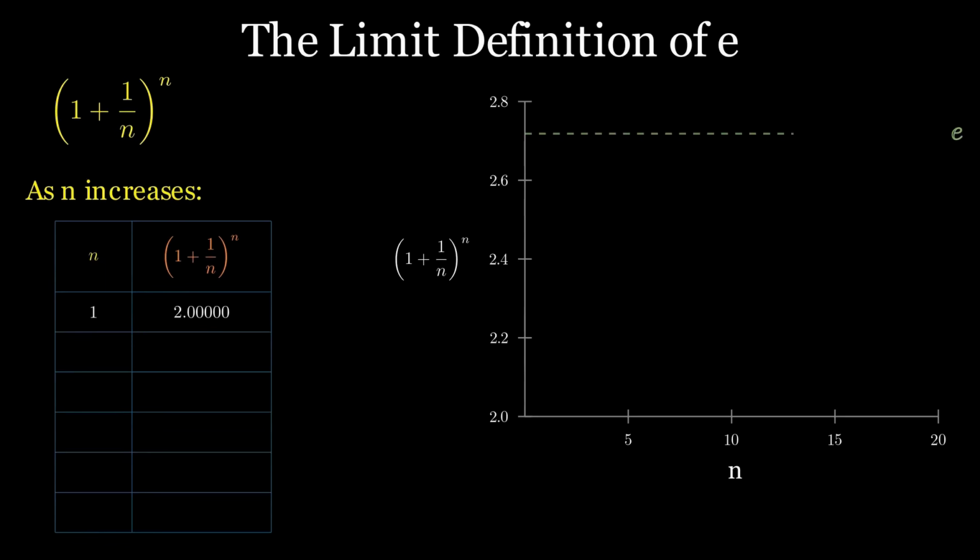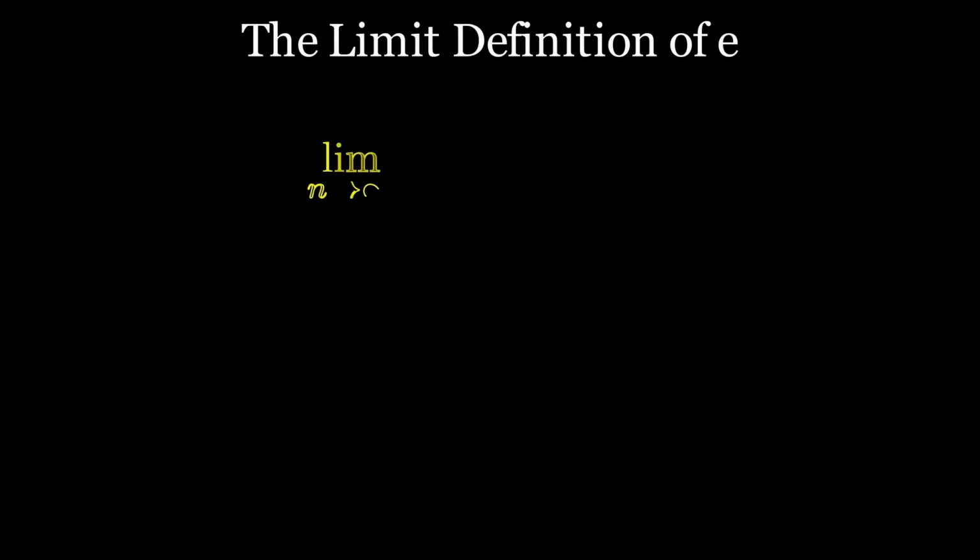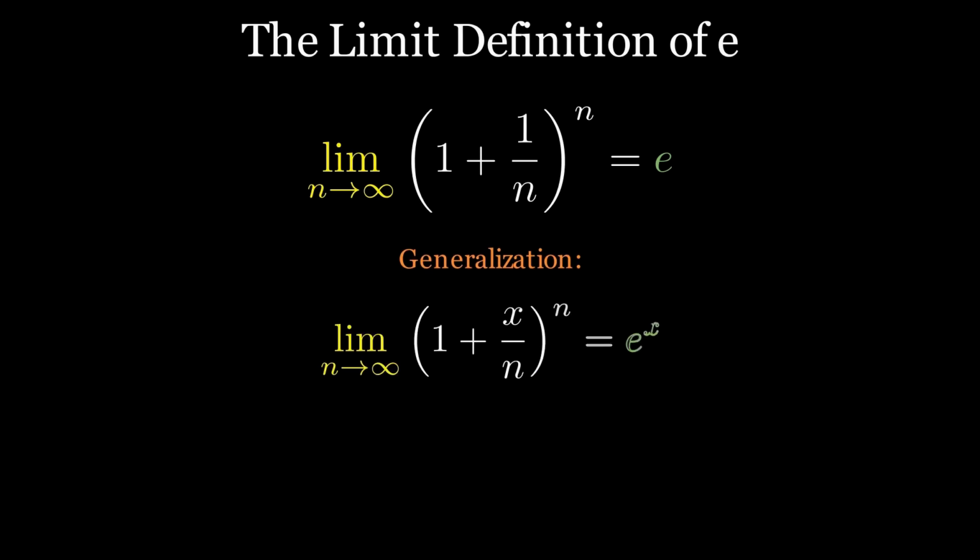Remember the classic limit that defines e. (1 + 1/n)^n. As n grows, the value creeps upward, 2, 2.25, 2.59, and it locks in near 2.718. That's e. Now here's the upgrade. Replace the 1 with any real x. (1 + x/n)^n approaches e^x.